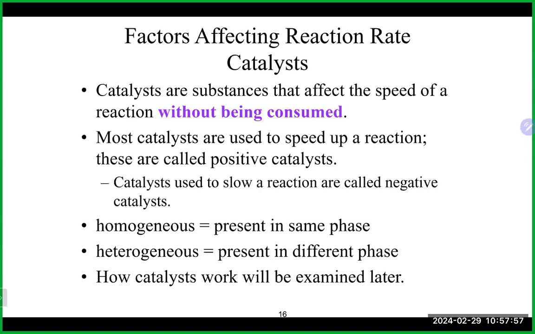What a homogeneous catalyst means is that the catalyst and the reactants are in the same phase. Maybe they're all aqueous or something like that. Heterogeneous is just like a heterogeneous mixture, where you see different phases, and the same thing here. A heterogeneous catalyst means that the catalyst and the reactants are in different phases. A lot of times catalysts are again found written on the arrow.